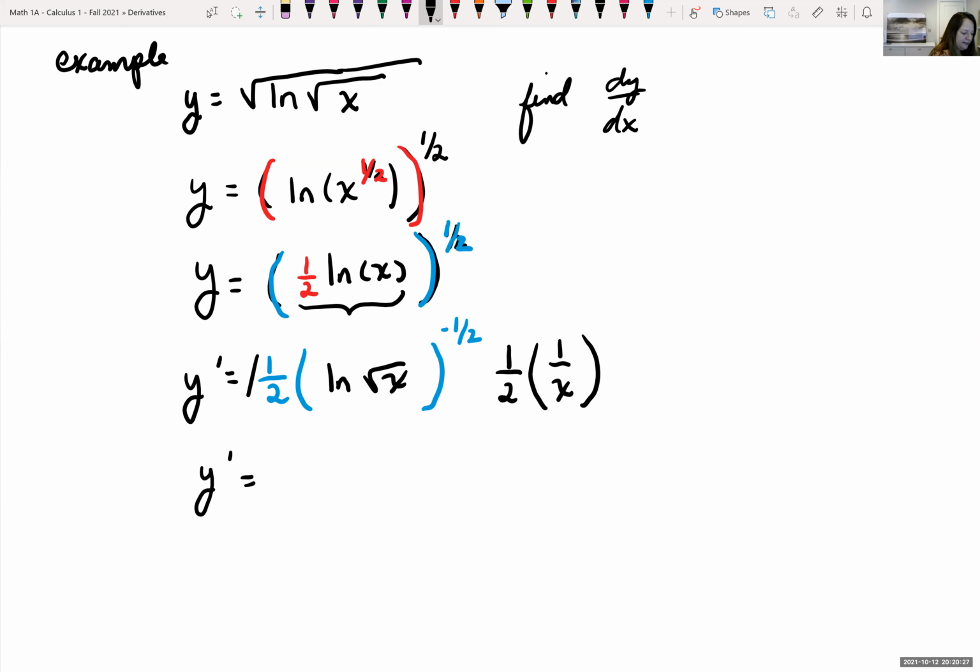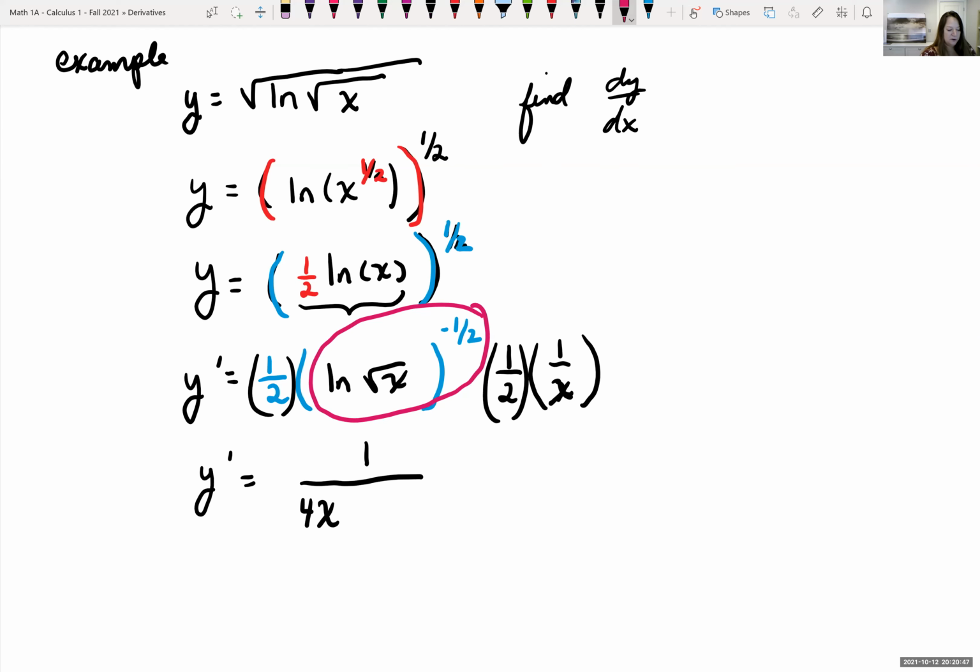So I have a 1/2 here times this 1/2 here. So that's going to give me 4 in the denominator, 1/4. I have an x from here. And then let's bring down this natural log of the square root of x, all raised to the negative 1/2 power, to the denominator. So we'll have a square root of the natural log of the square root of x.